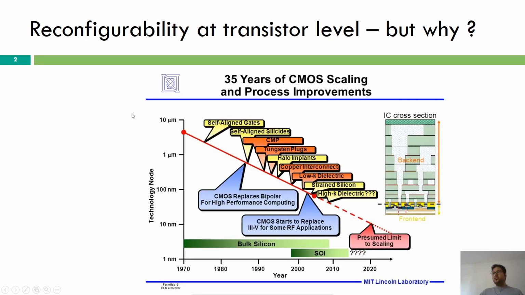So, first of all, what is reconfigurability at transistor level and why do we need it? If you look at this curve from 1970 till 2020, 1970 determines from where the first integrated circuits started getting popular, and we have seen that for the last 30-35 years, CMOS scaling has been the backbone for the technological advancement we have achieved in electronics.